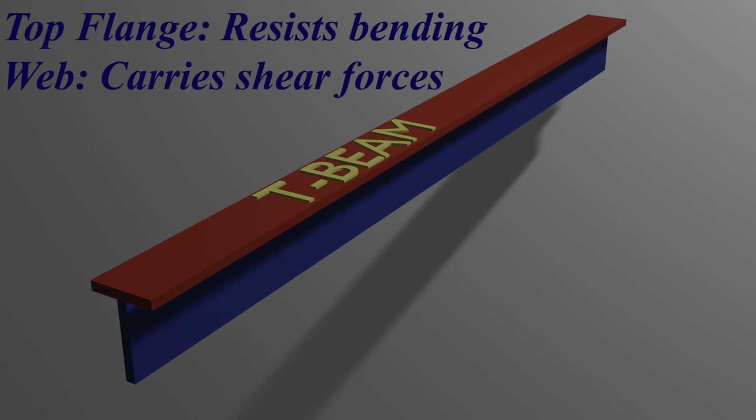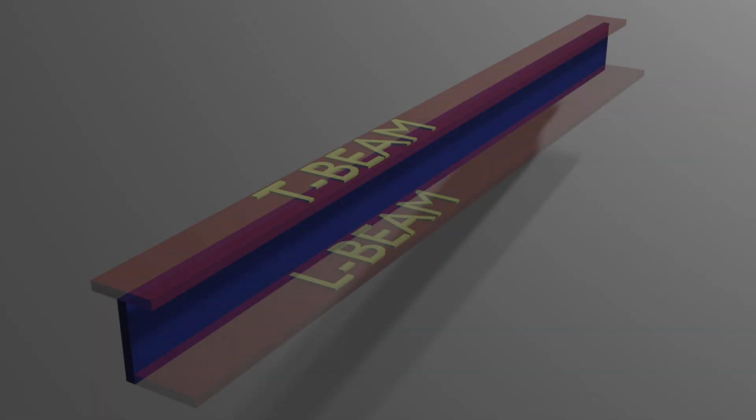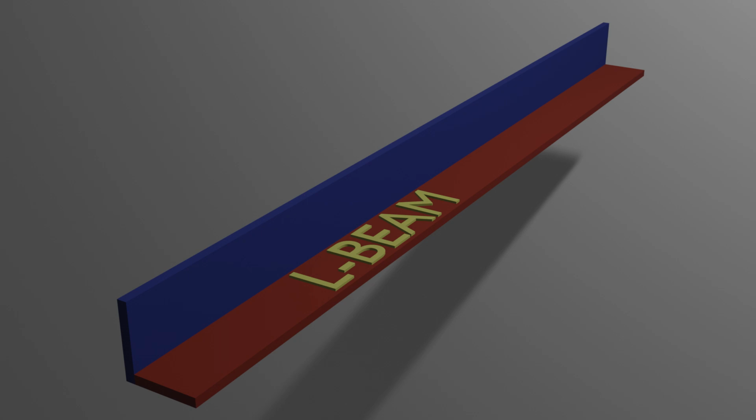the I-beam. However, without a second flange, T-beams are better suited for applications where the structure above can help carry some of the load. You'll often find T-beams in bridges and floors, where they're integrated with concrete slabs to form a composite structure.